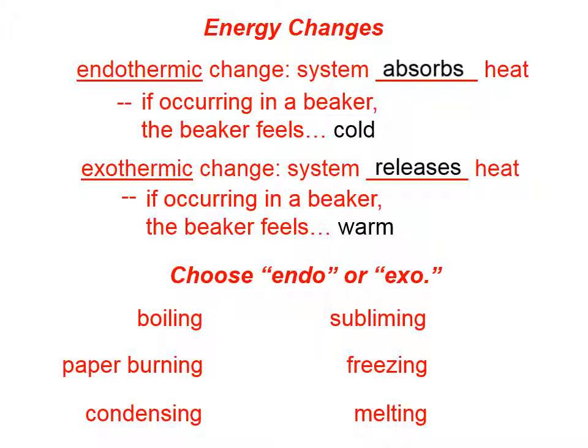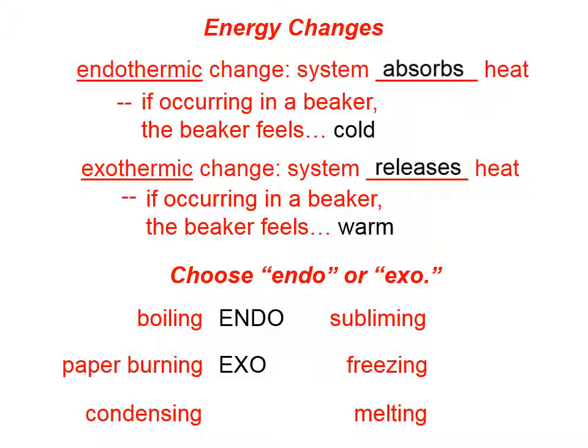At the bottom of the screen, I've got a few processes, and we need to decide if these are endothermic changes or exothermic changes. Let's take boiling. What has to happen in order to boil water? Don't you put it on the stove and pump energy into it? Therefore, boiling is an endothermic change. To make something boil, you have to put energy in. How about paper burning? Well, burn paper, hold your hand near it. Oh, yeah, I can feel the energy exiting that system. That's an exothermic change.